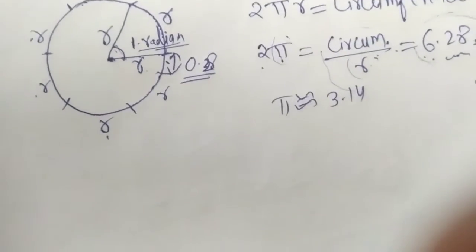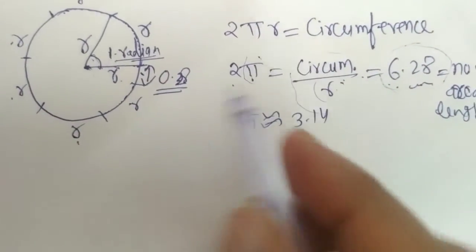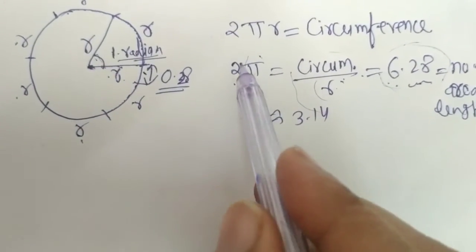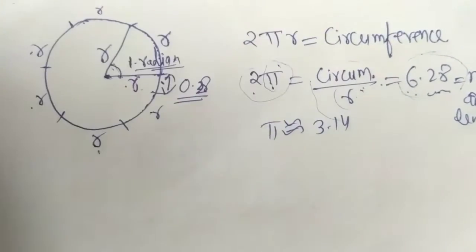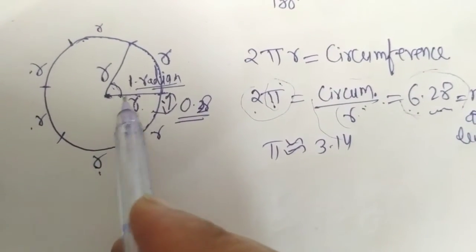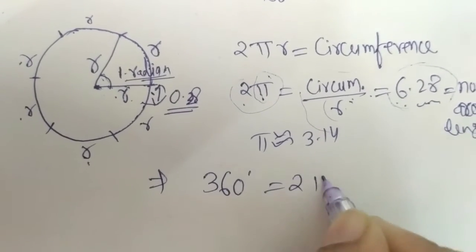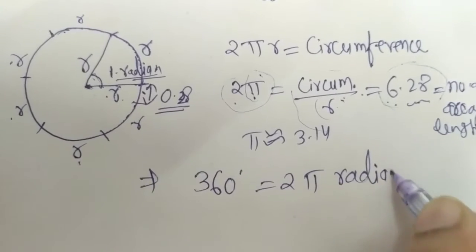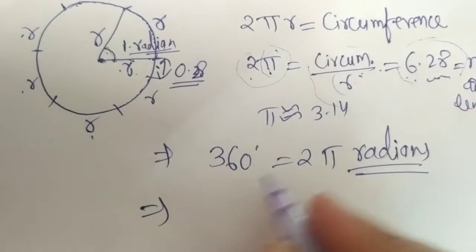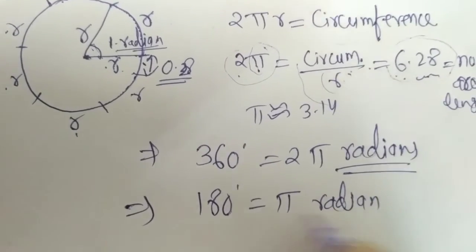Okay, now from here we can see that on a complete revolution, on a complete circle, we have 2 pi radians, and when we measure a complete circle in degrees, that is 360 degrees. It means 360 degrees is equal to 2 pi radians. Now 2 pi radians means 180 degrees is equal to pi radians.